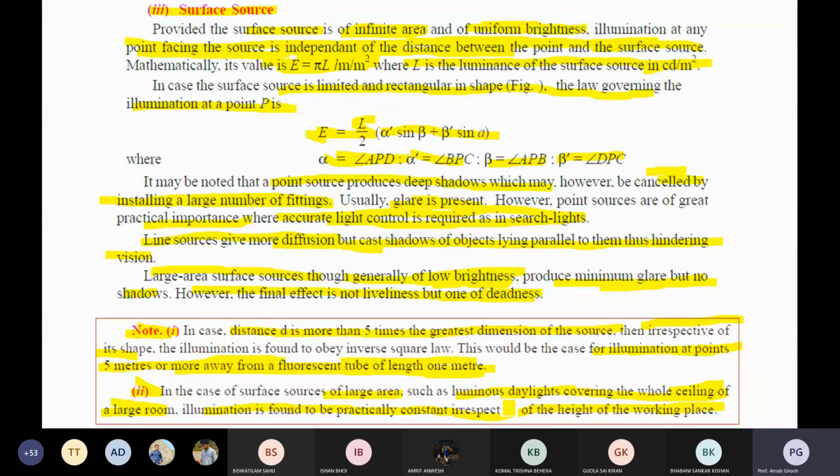A line source contains a lot of illuminating points, so the images combine that way, and you are not getting a proper shadow from a line source, but from a point source you get the shadow properly. Sometimes it is eye soothing: the intensity is distributed in a line source, so it is more eye soothing.